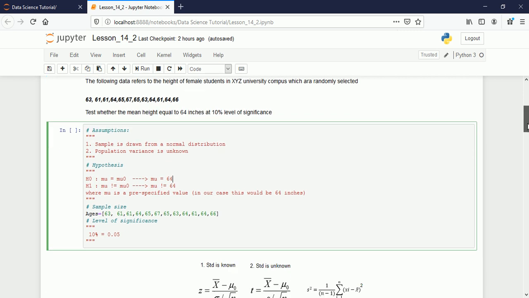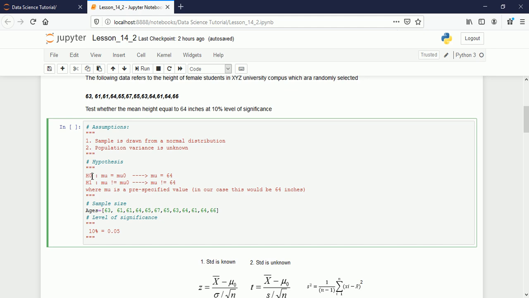And then we will list the hypothesis. The hypothesis we have here is H0, the null hypothesis: mu is equal to mu 0, or the mean is equal to 64, which is given here. And what is the alternative? If it is equal to this value, then we accept the null hypothesis. If it is not equal to this value, it means we are rejecting the null hypothesis and accepting the alternative one.